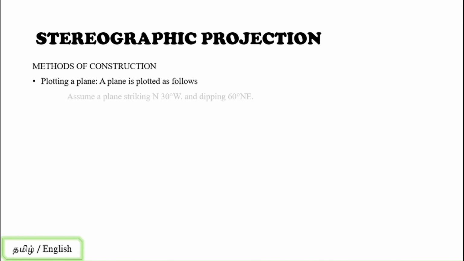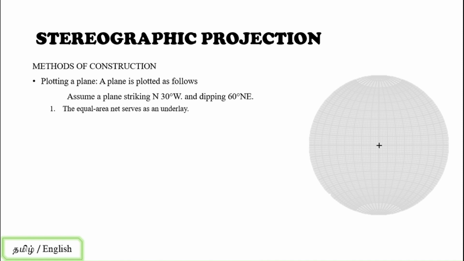Okay, so let us consider a planar feature with a strike of say north 30° west and dip of 60° northeast. So these are the attitude of this planar feature. Okay, so how to plot this? Let us say we will keep this equal area net as an underlay, right? So you will be sticking this equal area net on a cardboard, placed on a foam or let's say grip, right?